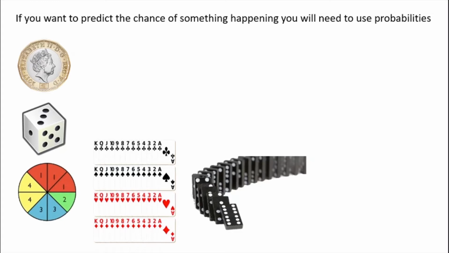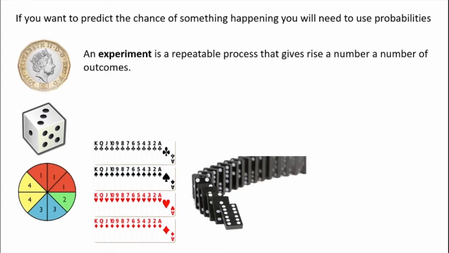We'll start with some terminology, and we want to make sure we get this terminology correct. An experiment is any repeatable process that gives rise to a number of different outcomes. So, rolling a dice is an experiment. Flipping a coin and recording what face is pointing upwards is an experiment. And on the screen, I have a few more examples of experiments.